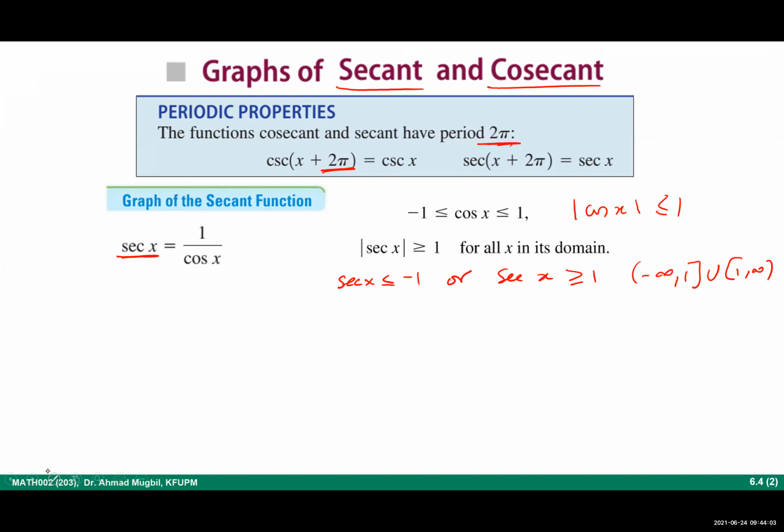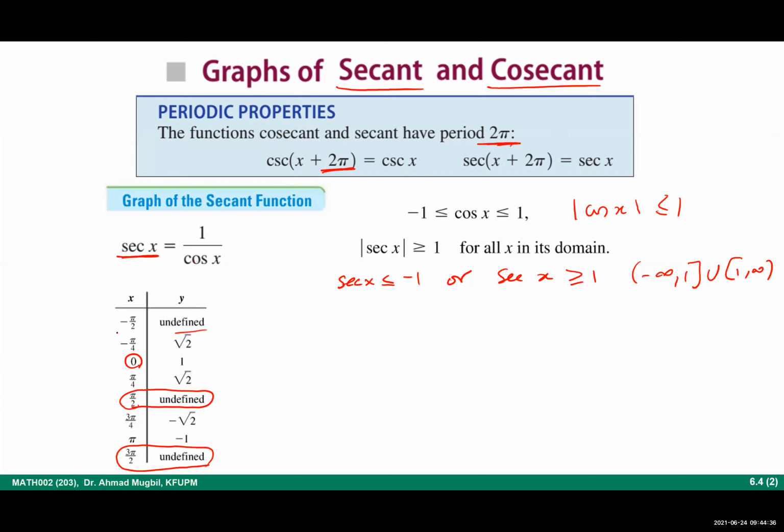Now, if you don't know how the graph of secant looks like, what will you do? It is natural to think about plotting points. What is the problem when you plot these points? Look, for example, at 0, what is cosine 0? Cosine 0 is 1. 1/1 is 1. What is cosine π/4? It is 1/√2. So secant will be √2. At π/2, we have a problem. At π/2, cosine will be 0. So this will be 1/0. So it will be undefined. The same situation will happen at 3π/2, at -π/2, at -3π/2, and so on.